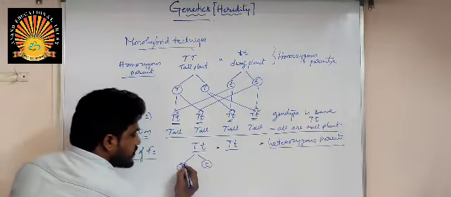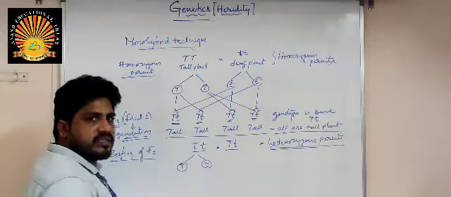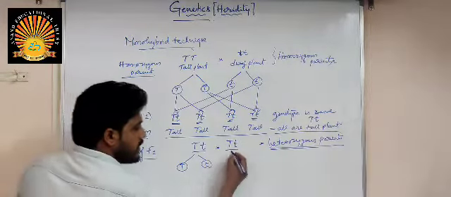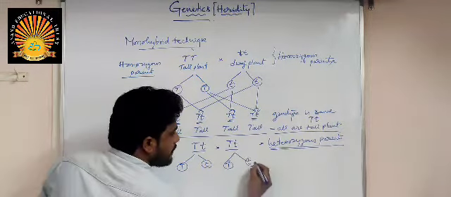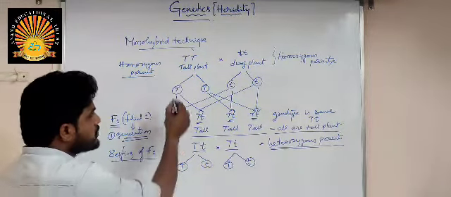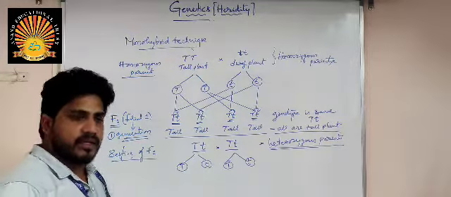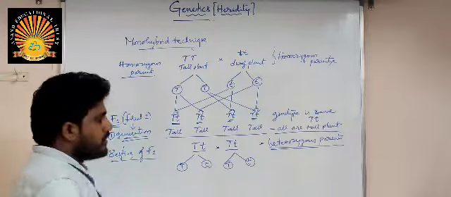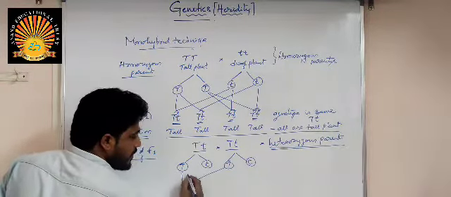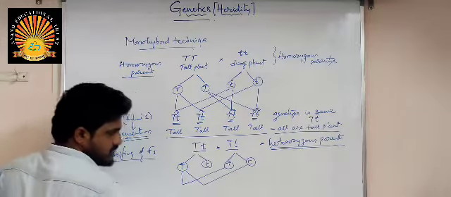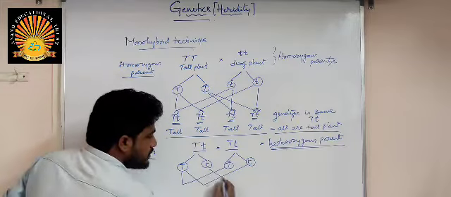When a parent is producing two different types of gametes, they are called heterozygous. Here, if you observe, capital T and small t types of gametes will come. We have to circle only gametes, not the individuals or parents. Gametes should be circled. Likewise, just to see the chances, this gamete may fuse with this, and also has a chance to fuse with this. No other probability.